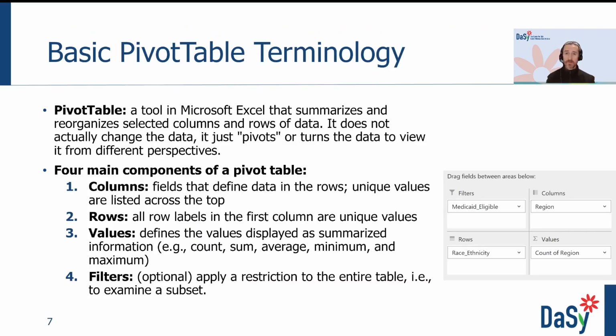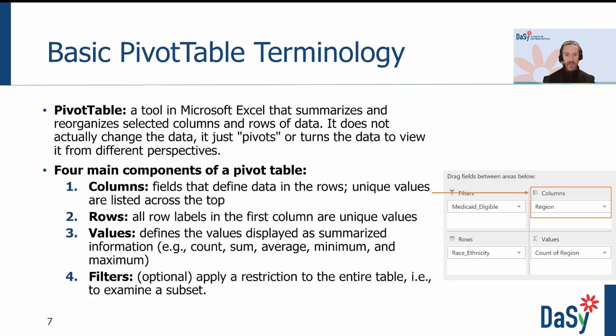Let's get comfortable with a few basic terms and points of context. First of all, what is a pivot table conceptually? Well, it's a tool in Microsoft Excel that summarizes and reorganizes selected columns and rows of data. It doesn't actually change the data, rather it just pivots or turns the data to view it from different perspectives. It's essentially a cross-tabulation of your data. And you'll see the word pivot table sometimes referred to as just one word, PivotTable. That's the brand Microsoft has given this idea in Excel, although you will find very similar features in other data analysis tools. Also, you'll work with four main components in a pivot table.